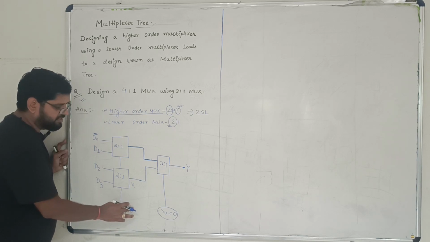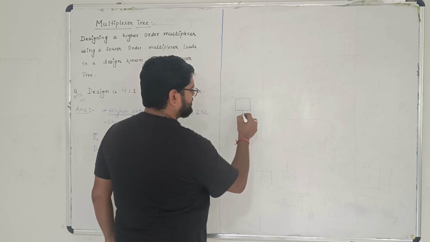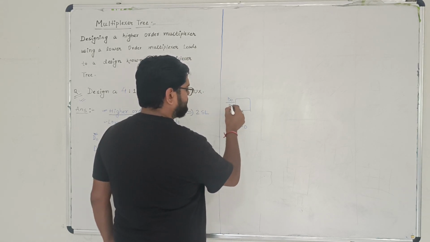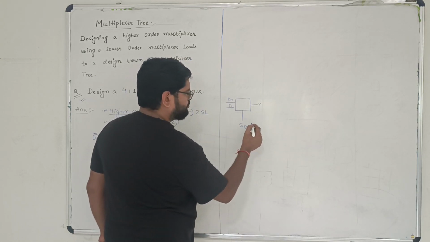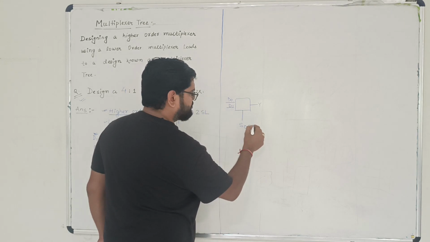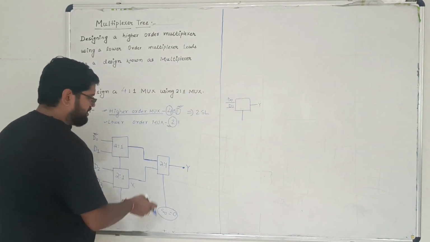If I am keeping this value equals to a simple concept, you can see it over here. Let's suppose this was my select line S0, this is D0, this one is D1, and this one is Y. So if I am keeping S0 equals to 0, then D0 will come as the output. If I am keeping S0 as 1, then D1 will come as the output. So the same concept implies over here.